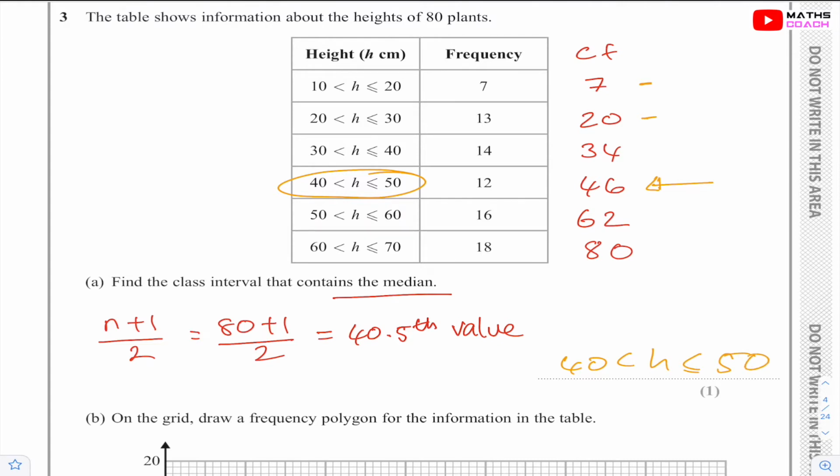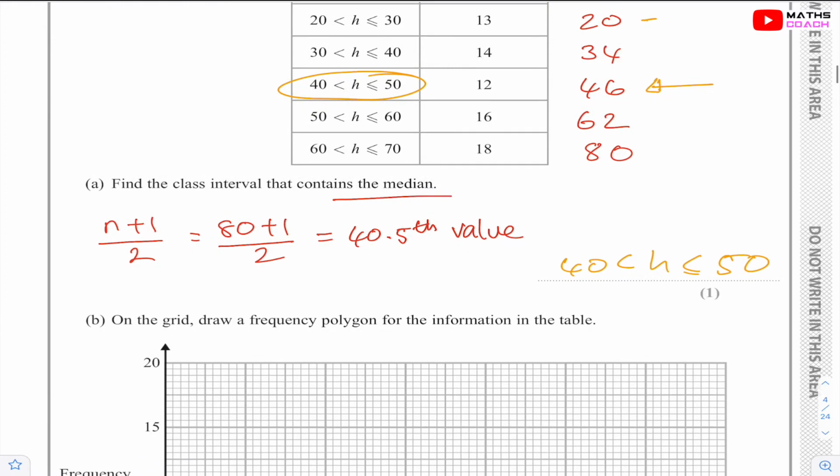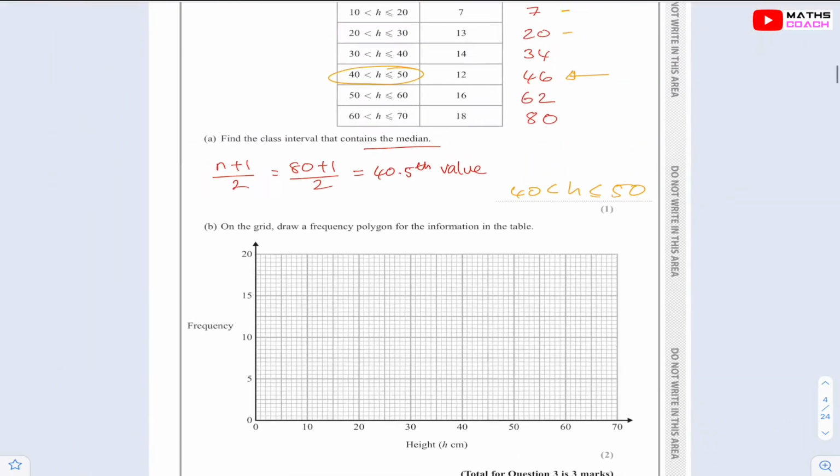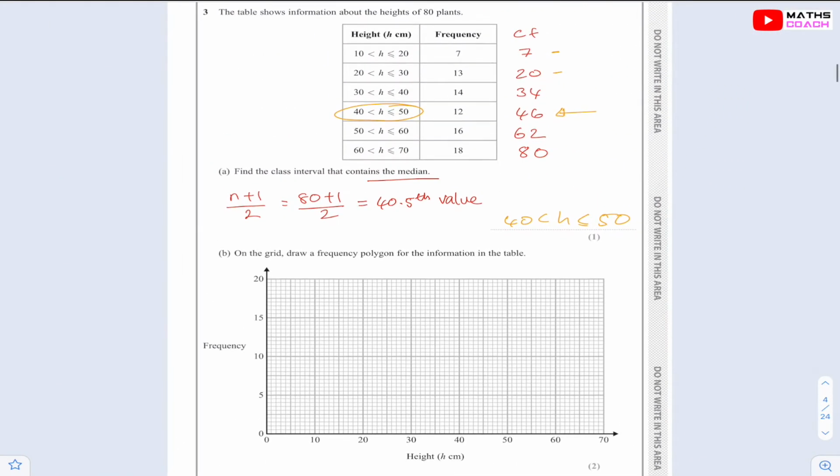Now, moving on, draw a frequency polygon for the information in the table. Okay, so let's zoom out here a little bit so we can see the table. Now to draw the frequency polygon, we will plot the frequencies on the midpoint of the class intervals. So for the first one, 10 to 20, we go to the midpoint, which is 15 in the middle, and we go up to 7.